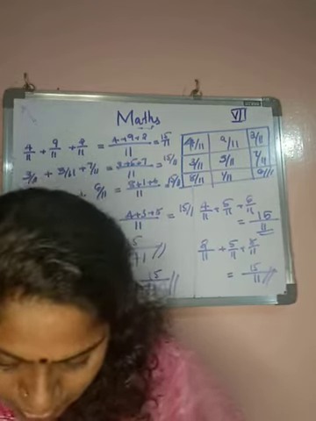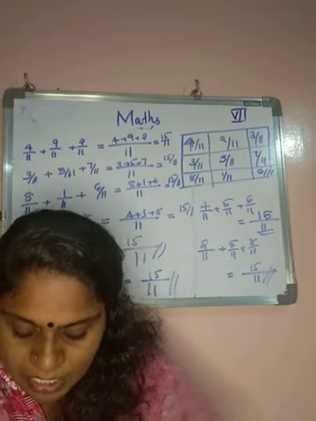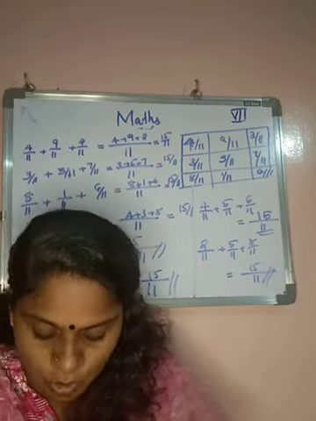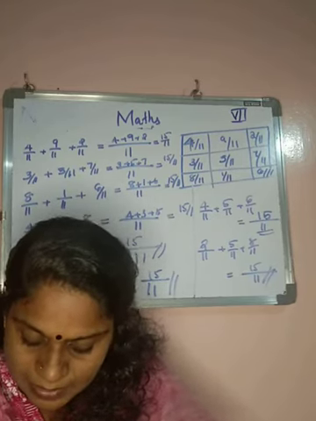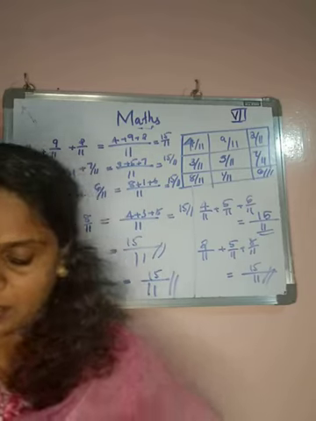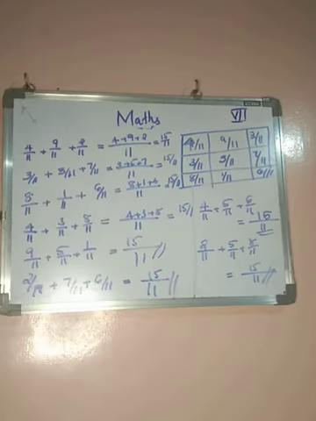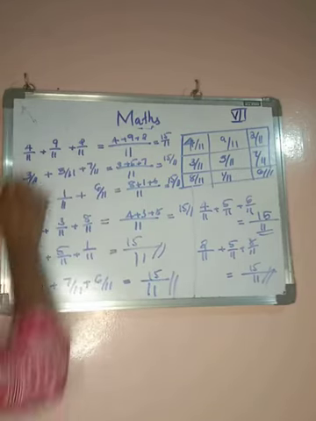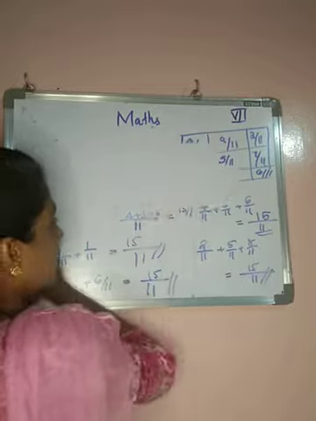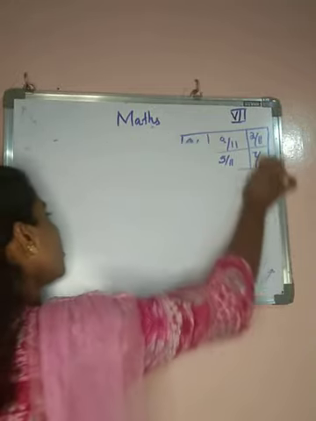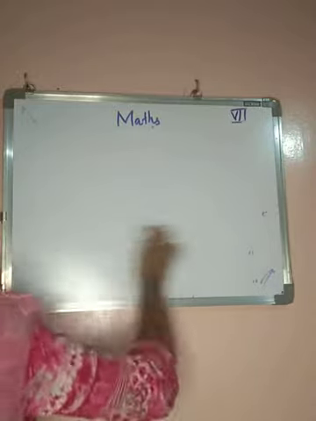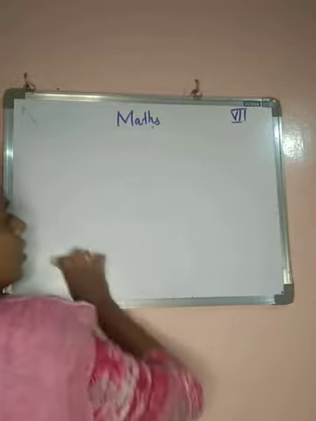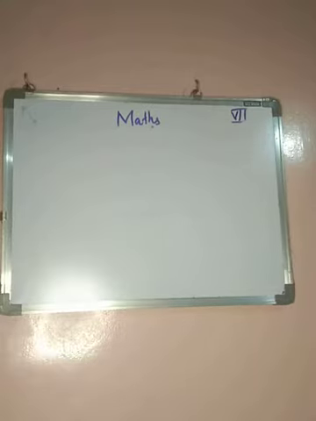Okay. Then the next question. A rectangular sheet of paper is 12.5 centimeter long and 10 2 by 3 centimeter wide. Find the perimeter. Okay, this question is your homework question.